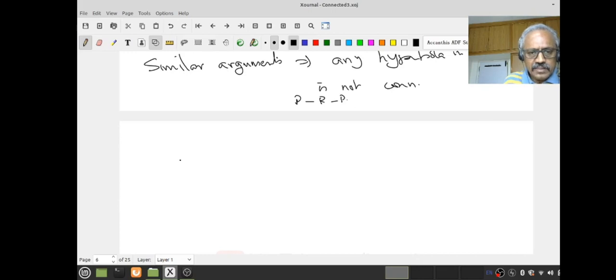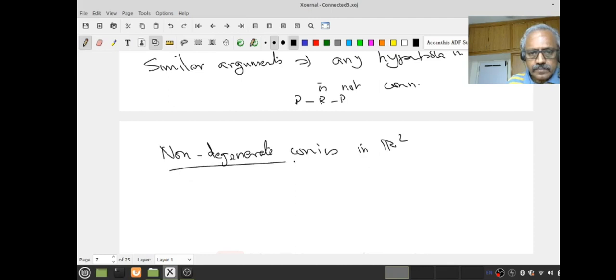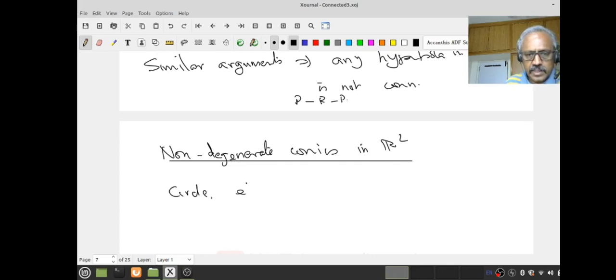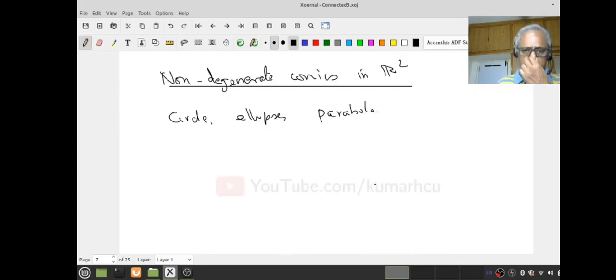Now let's look at other non-degenerate conics. See, this is one of the conics, right? So, for example, I can look at a circle. I can look at an ellipse. I can even look at a parabola. You will see that all of them are going to be connected. We shall prove all of them are connected. How to prove that?